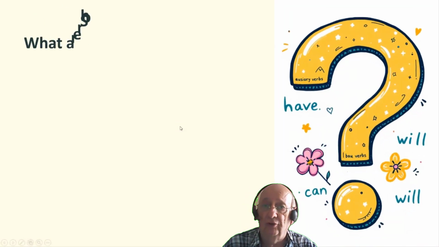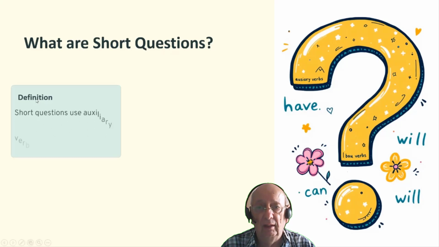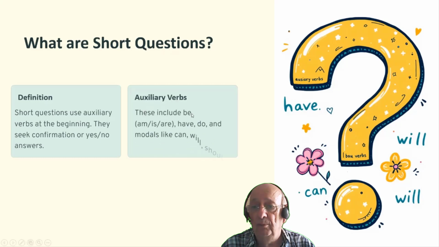Okay, let's have a look into what are short questions. Great. What are short questions? Righto guys. Let's have a look over here. Definition. Short questions are auxiliary verbs at the beginning. They seek confirmation or yes-no answers. Let's have a look further. Auxiliary verbs. These include be, am, is, are, have, do, and modals like can, will, and should.